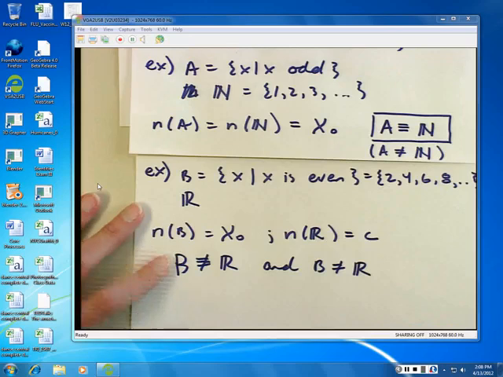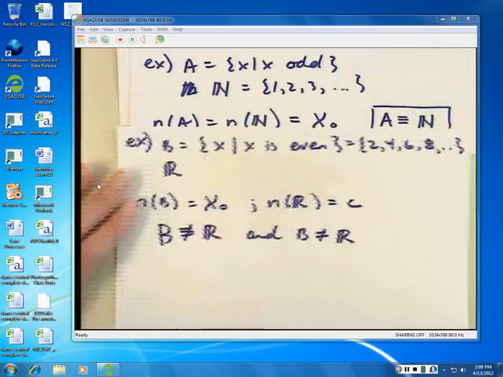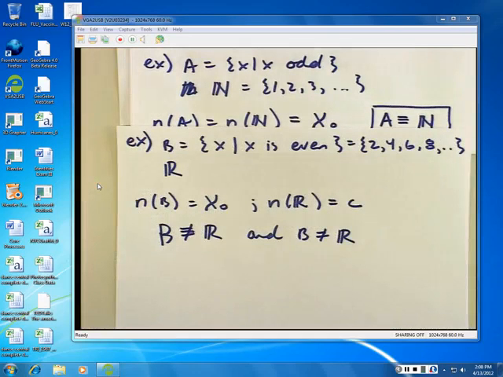Okay, so equivalence has 3 lines, and then equals has the 2 lines. Okay, so that finishes up the discussion on sets.